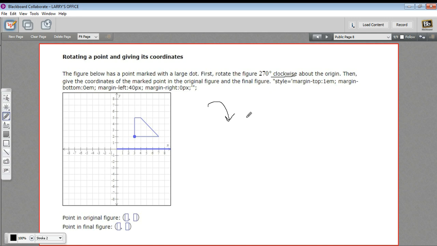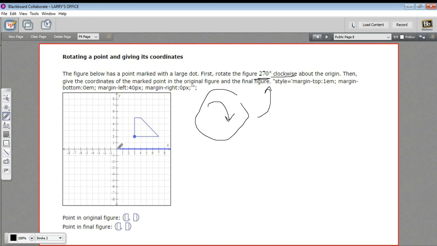Counterclockwise would be the opposite. It would be moving that direction. So we're moving clockwise today. And then we have to know how much, and usually that's expressed in degrees of a circle. So in this case, we want to rotate this figure 270 degrees clockwise about the origin.